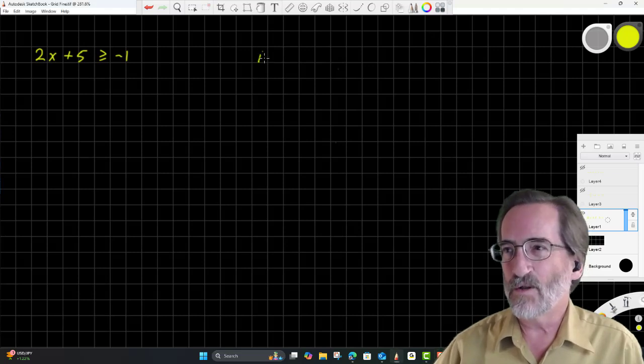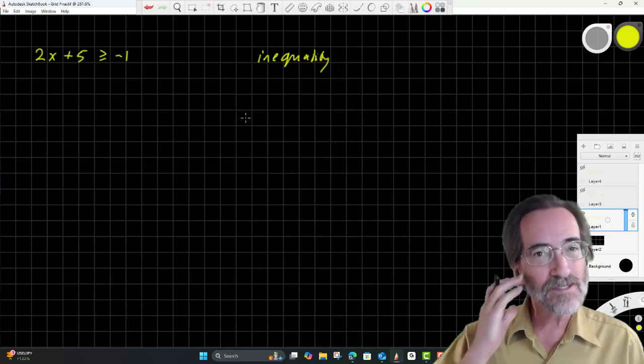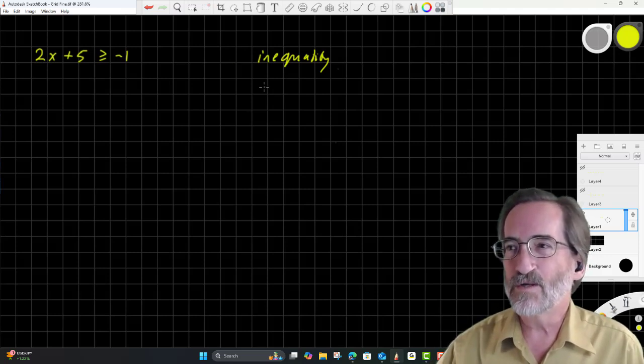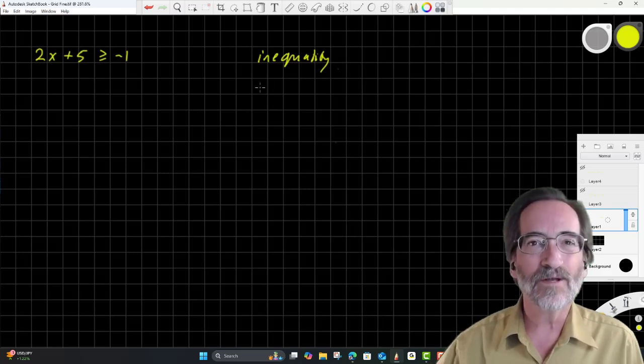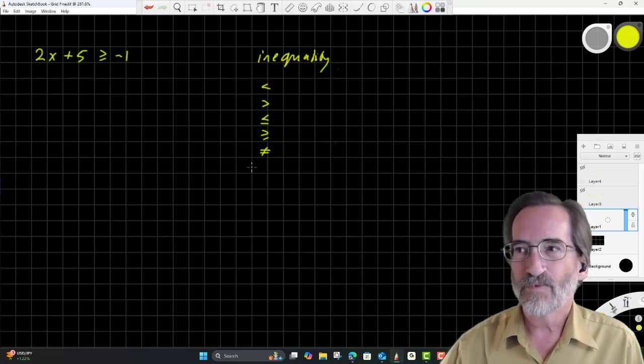An inequality, in meaning not equality, is any class of algebraic sentences or expressions in which we use something other than just an equal sign: a less than, a greater than, a less than or equal to, a greater than or equal to, or even a not equal to. Okay.